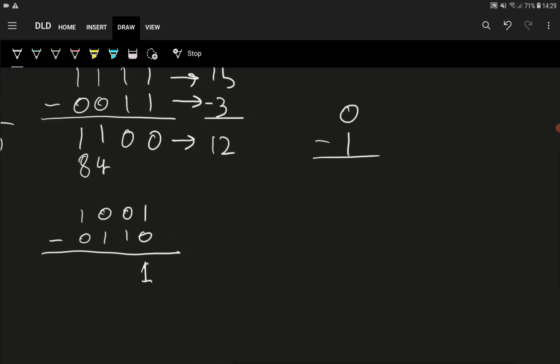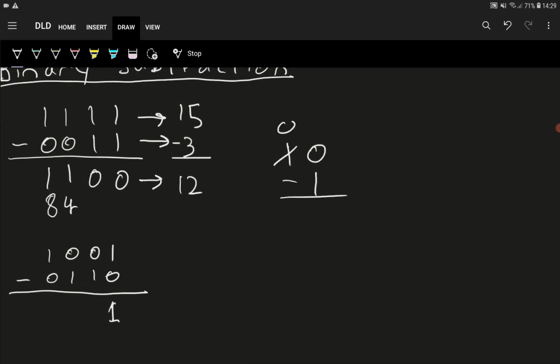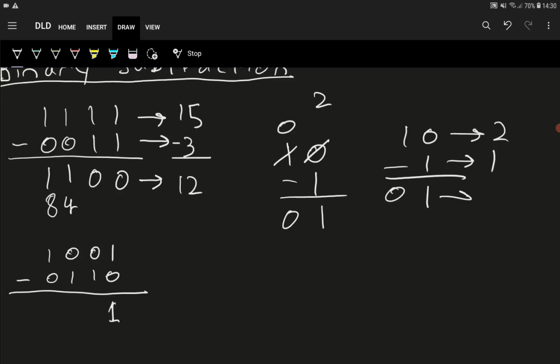Well, the thing is that the 0 is not isolated, right? So what we do is we carry a 1. We imagine that there must be a 1 there. So we write 0 there, and then we carry 1 here. So this 1 and 0 makes 2. So instead of writing 1 here, what we could just do is cancel this and write 2. Now what is 2 minus 1? That's 1. And 1 you can write in binary as that.